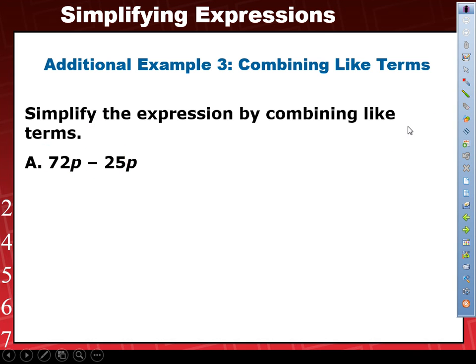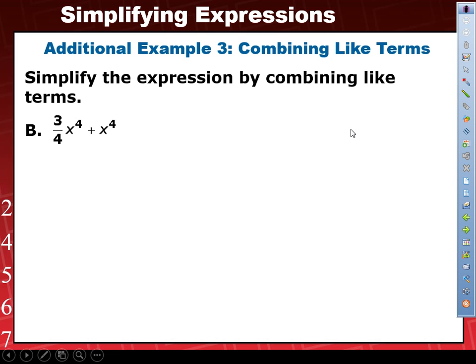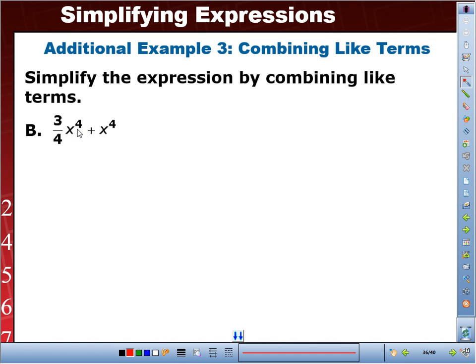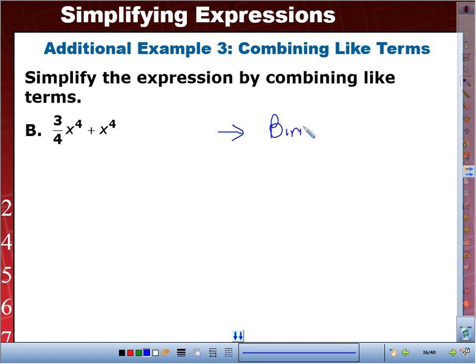Example 4. Copy this, example 3b. We have 3/4 x to the 4th plus 1x to the 4th. So once again, how many terms do you see? Everyone, 2. What is the name of this one? Binomial. Okay, so far so good? So, are they like terms?